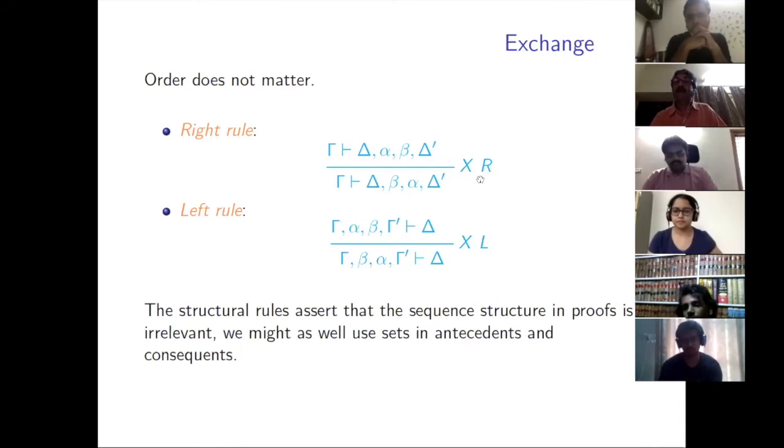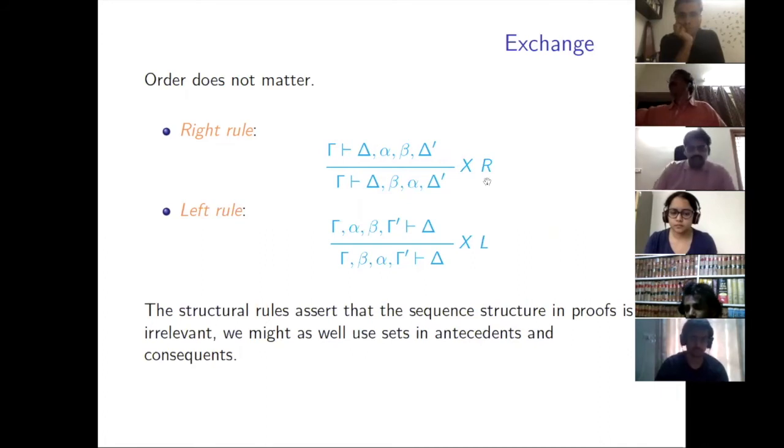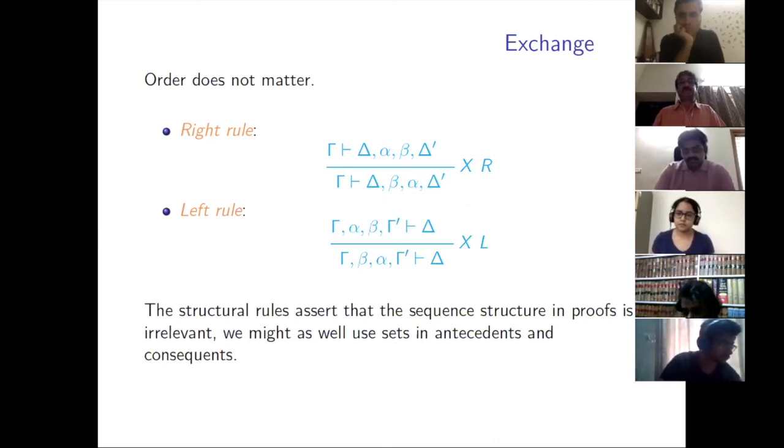I have a question in the left rule. My question is that this delta and delta prime, they are also sequences of formulas. Yeah, they're all sequences. So why not just write alpha comma beta, then beta comma alpha? Why do we have to add delta and delta prime?